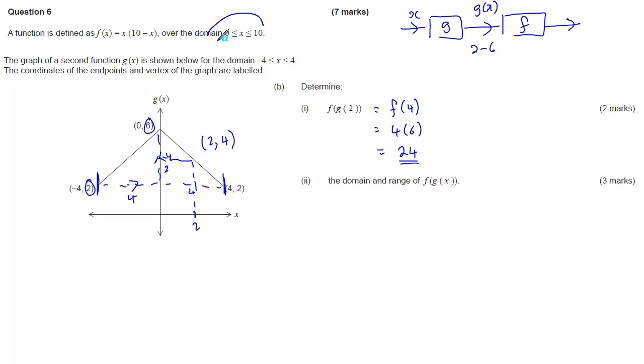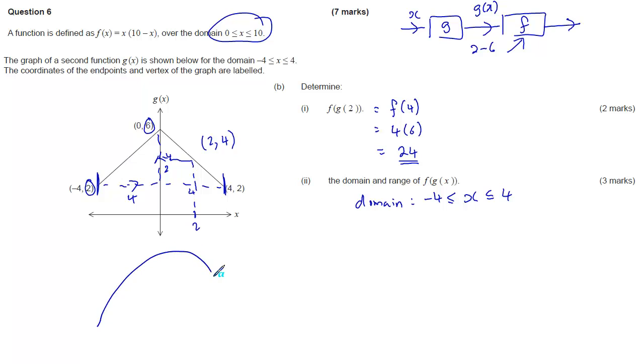And that's absolutely fine for f. It can take any value between 0 and 10. Therefore, the domain can be anything in the domain of g. So anything that we put into g in its domain is fine when it comes out of this end to go into f. So the range of values going into f are from 2 to 6.